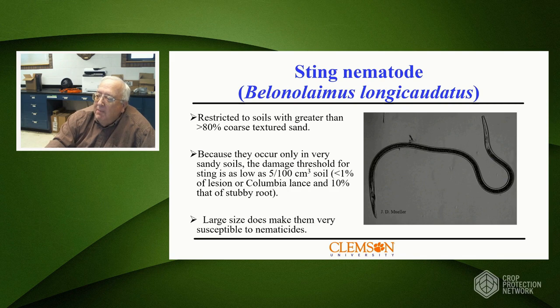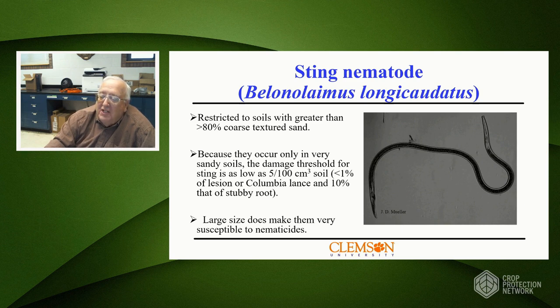So it doesn't take many, but it normally occurs only in small pockets where the soil texture is right for it. If you have a 50-acre field, this may only occur in 4 or 5 acres out of that big field, but in that area, it can definitely cause big yield losses. Probably the most damaging nematode per nematode unit that we have.